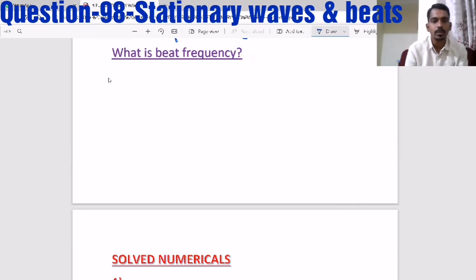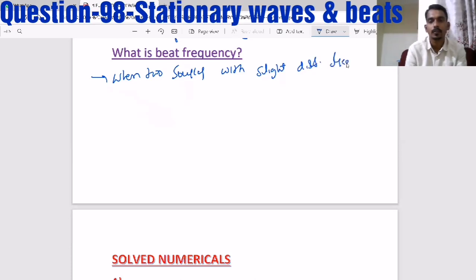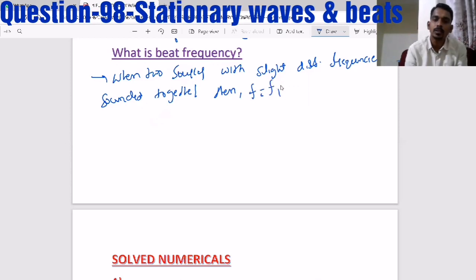And one more thing, what is beat frequency? When two sources with slightly different frequencies are sounded together, just like tuning forks, the beat frequency, that means the number of times the intensity becomes maximum in 1 second, is equal to F1 minus F2.